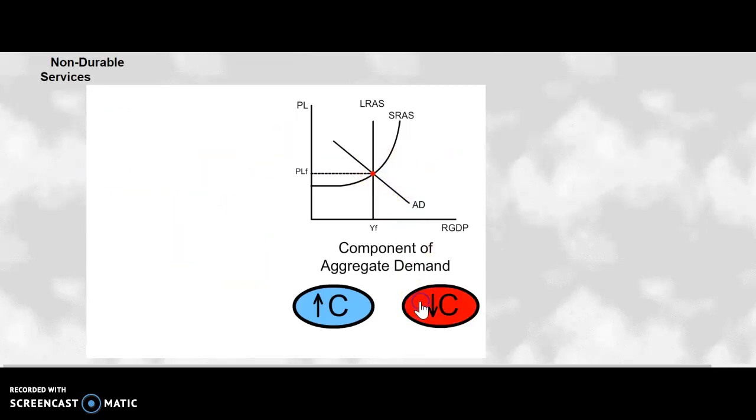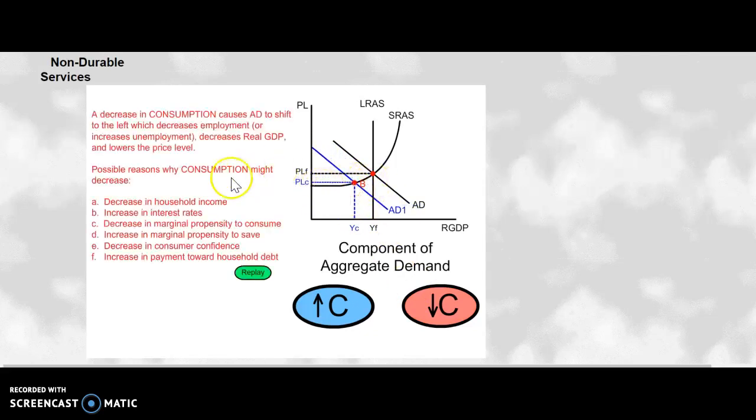Okay, I'm just going to click on this, and you can see all of these right here would decrease and shift aggregate demand to the left. If you want to pause the video to write those down, you can. Again, don't worry about F. B is the one that you really want to worry about, and you might see A, maybe C, D, and E on a test.